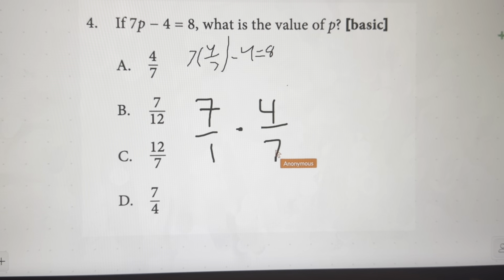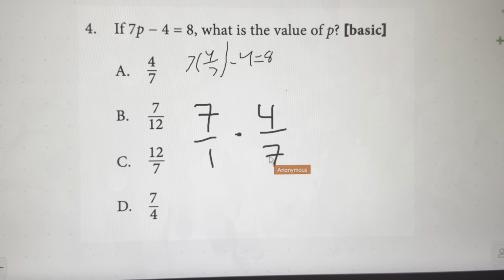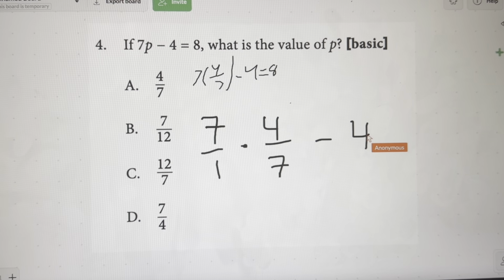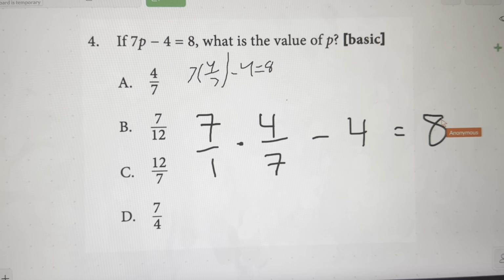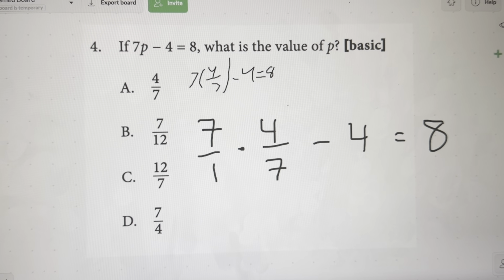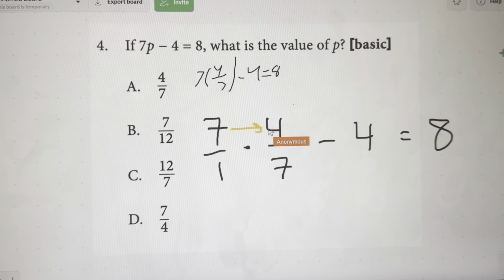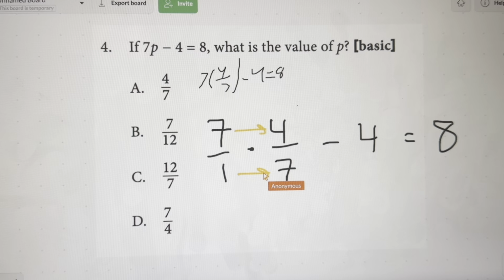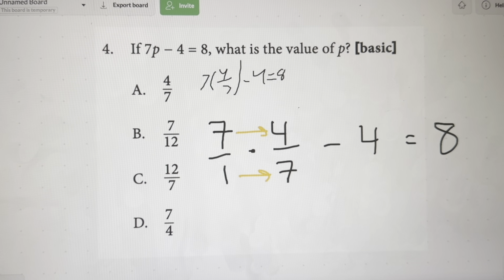Does that make sense, Francisco? Yes. You don't have to, but I like doing that just so that it's really, really clear what you're multiplying. Because when you're multiplying fractions, you multiply across the numerator and across the denominator. You don't need a common denominator. Just multiply the numerators together, multiply the denominators together.